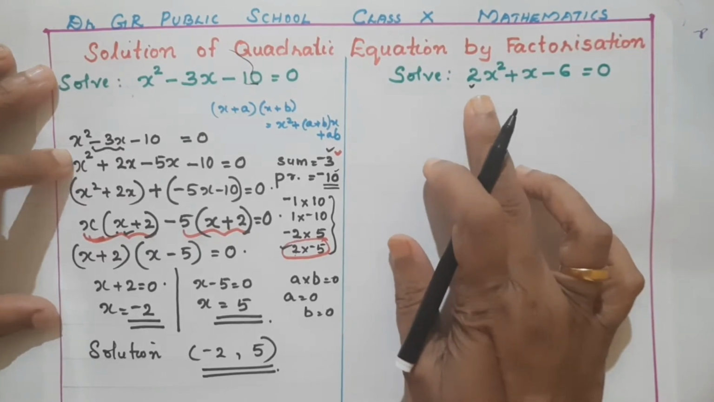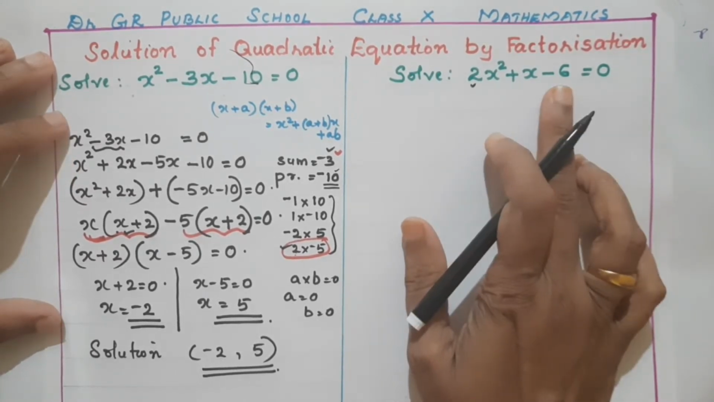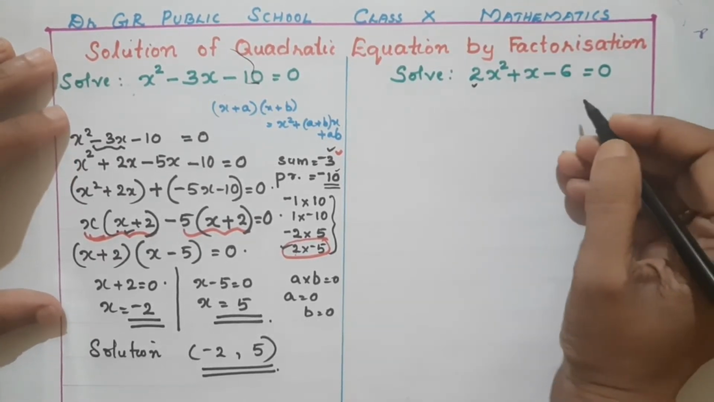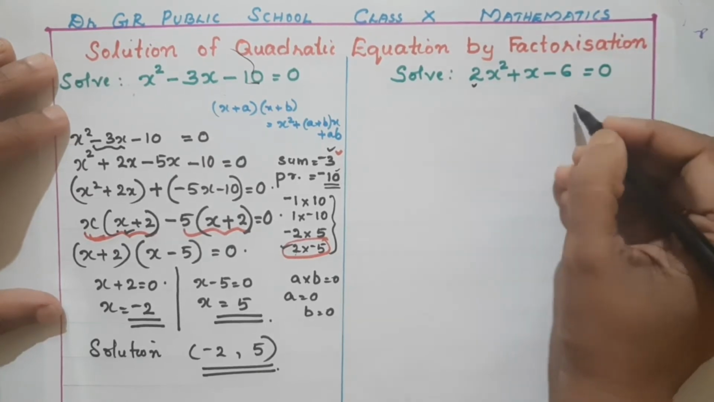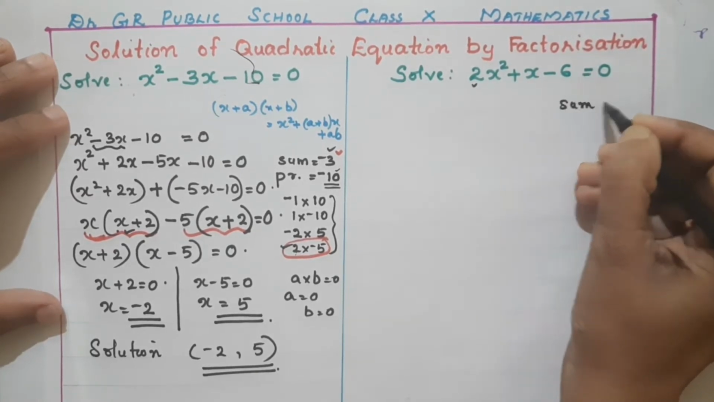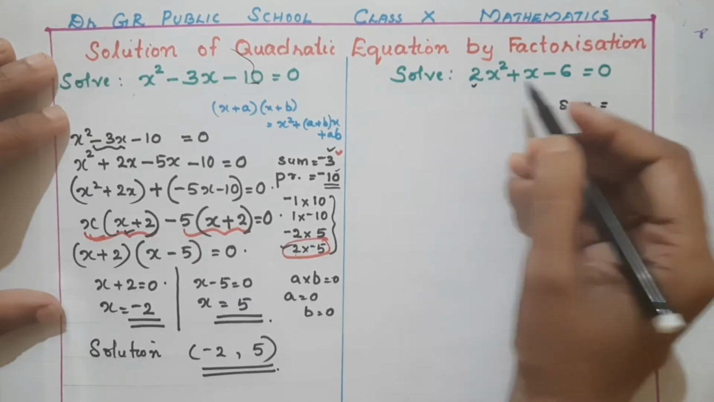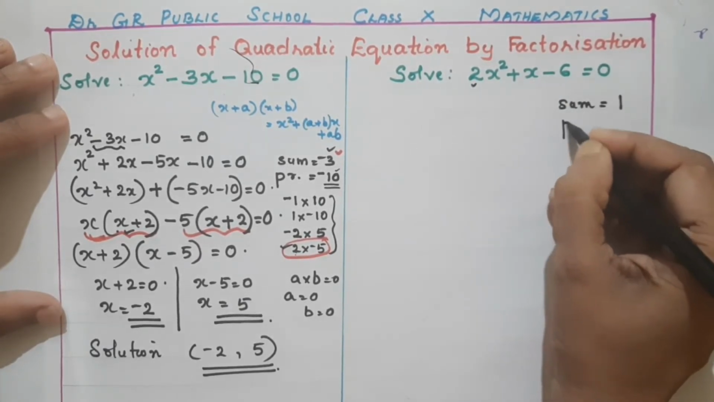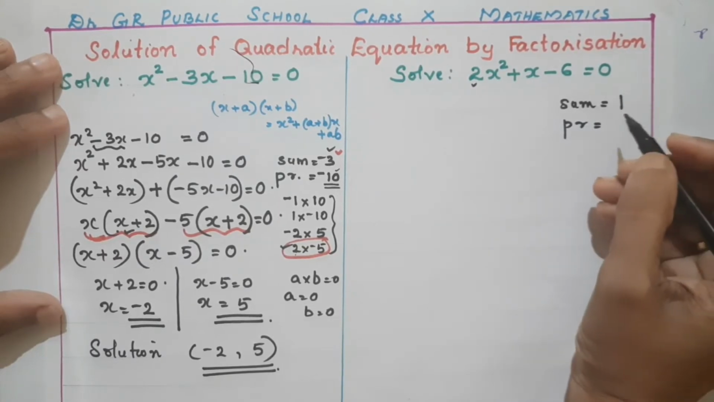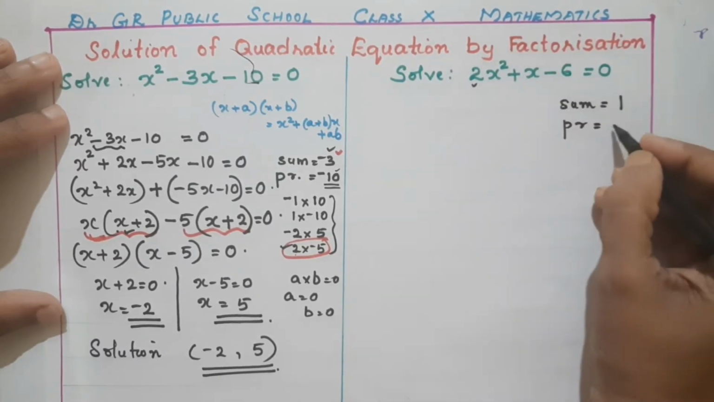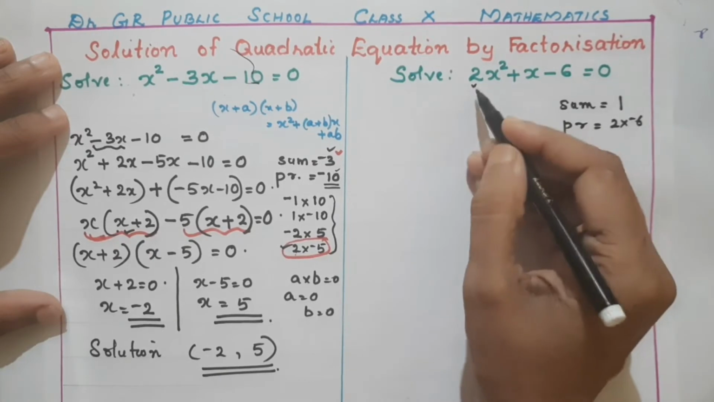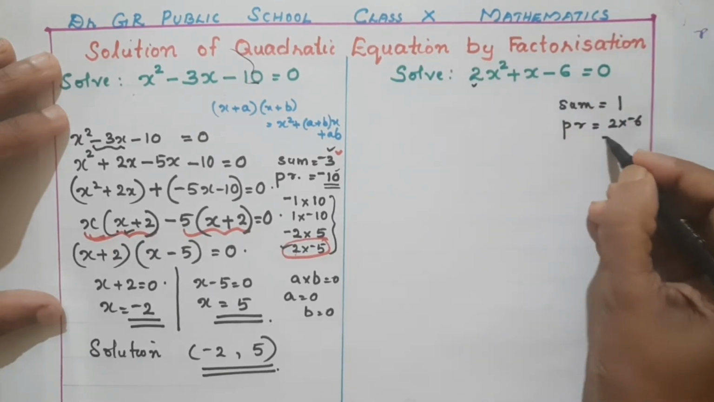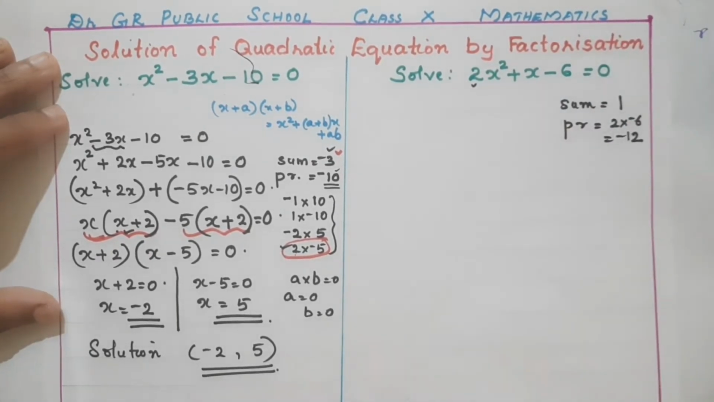We are going to apply the splitting middle term method. Okay, so the sum should be the coefficient of the x term. What is the coefficient of the x term? Plus 1. And the product should be 2 into minus 6. Don't forget to consider this. 2 into minus 6 is minus 12.